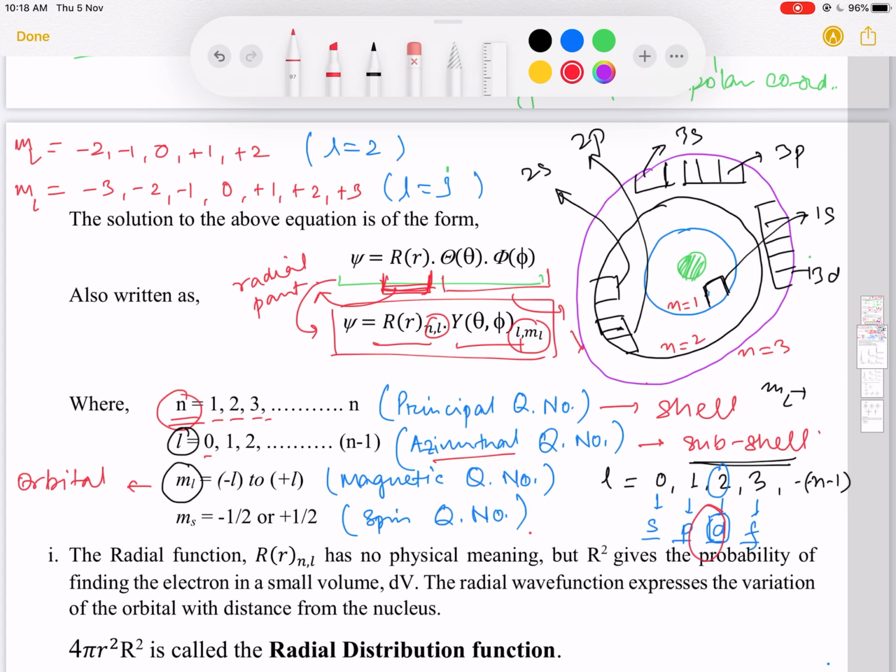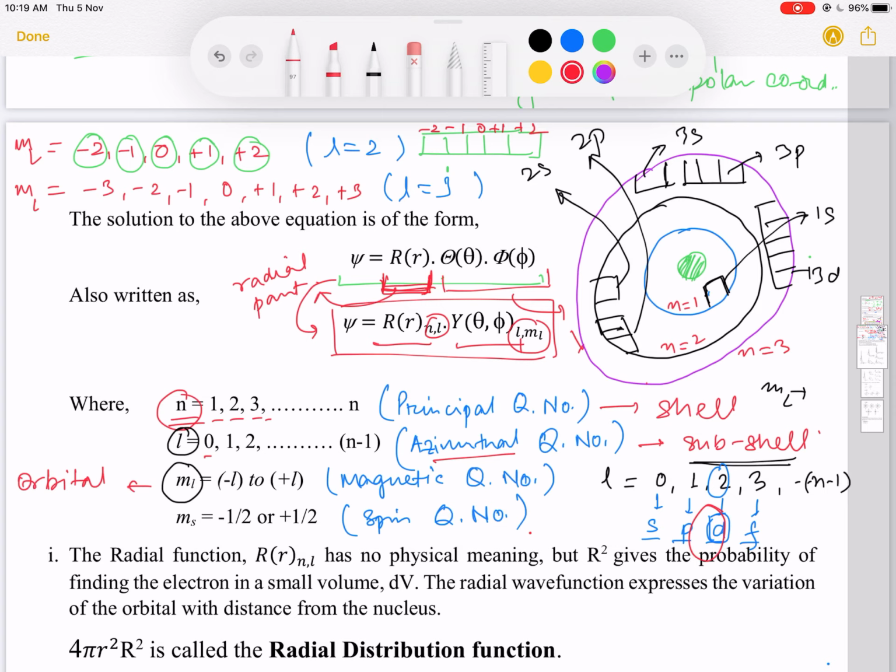L equals 2 means d orbital. A d subshell has 5 orbitals, 1 2 3 4 5. So this one is minus 2, minus 1, this is 0, this is plus 1, this is plus 2. These are the 5 orbitals that are present in the d subshell.